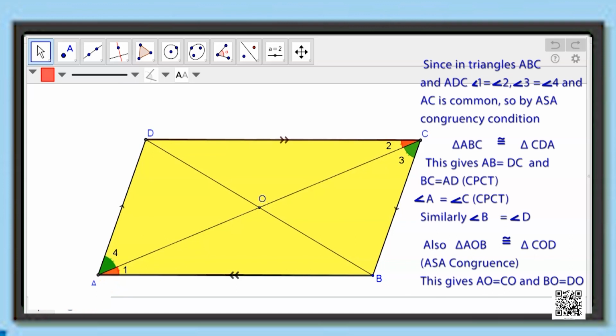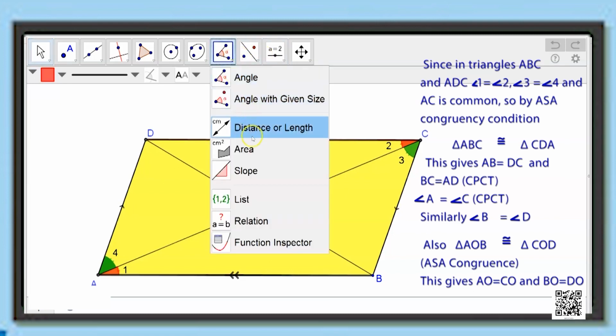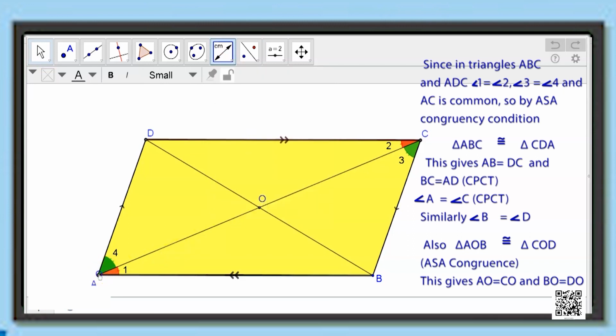Now, let us go and measure the two diagonals of this parallelogram. So, we will take the measure tool where we will find the distance AC. So, AC is coming out to be 15.16. Now, let us also measure BD.